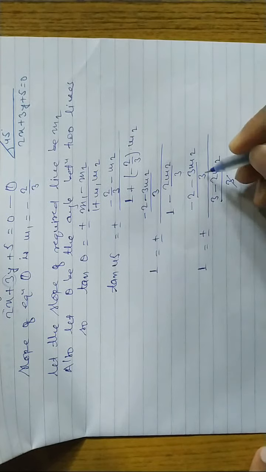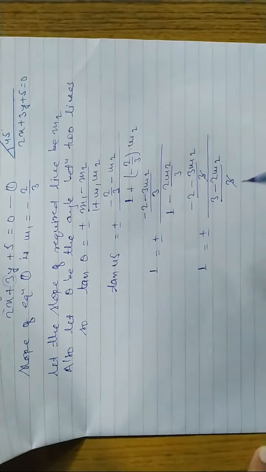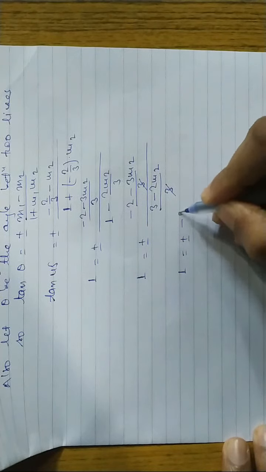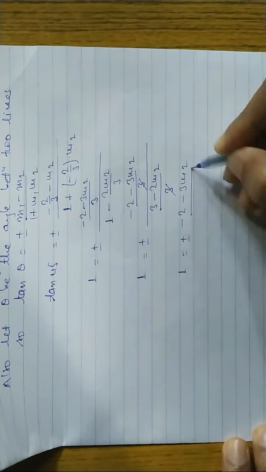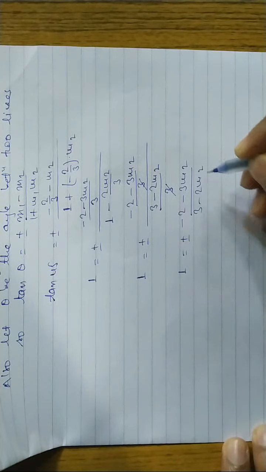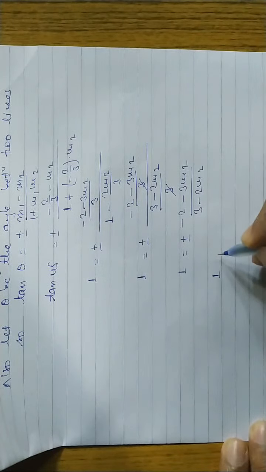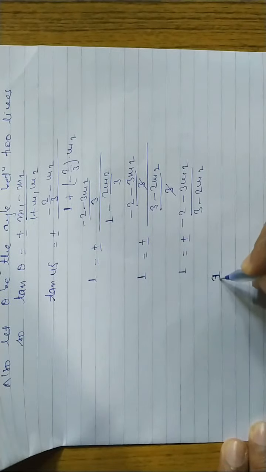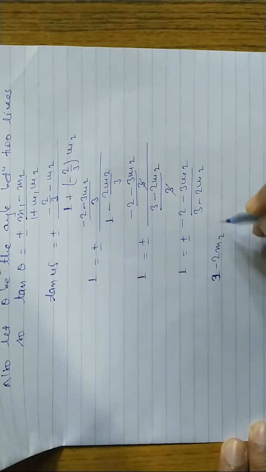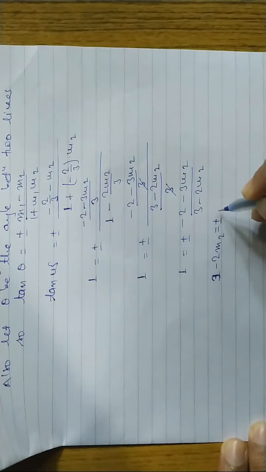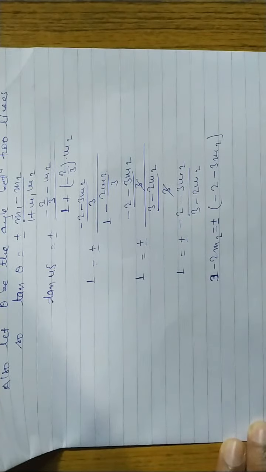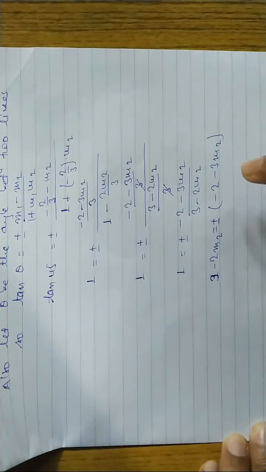Now you can see denominator 3 and 3 we can cancel, and we have to cross multiply. So what is remaining here? 1 is equal to plus minus (minus 2 minus 3 m2) by (3 minus 2 m2). Let's cross multiply: 3 minus 2 m2 is equal to plus minus (minus 2 minus 3 m2). Now we have to take positive, we have to take negative, and we can get value of m2.